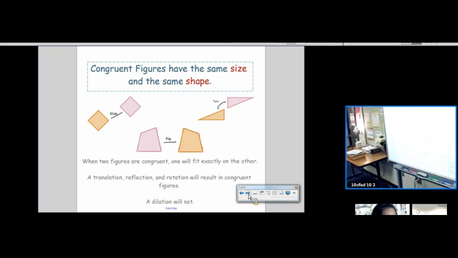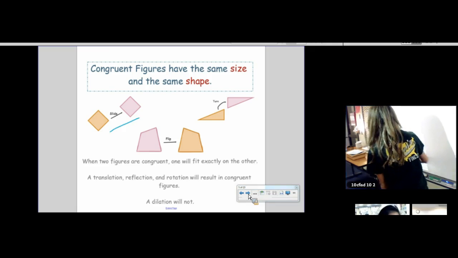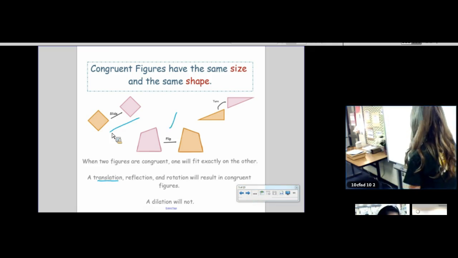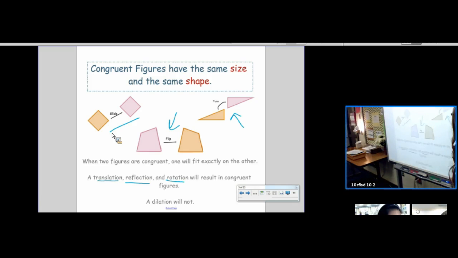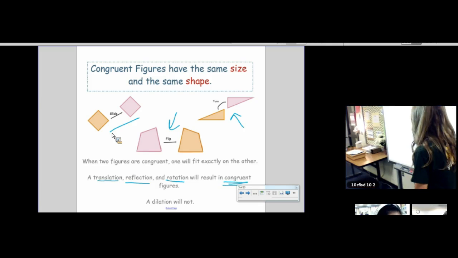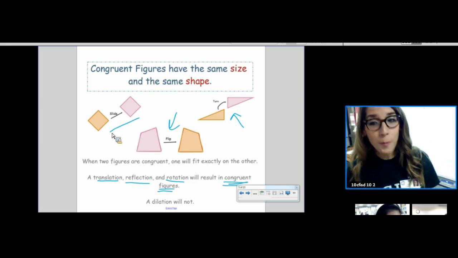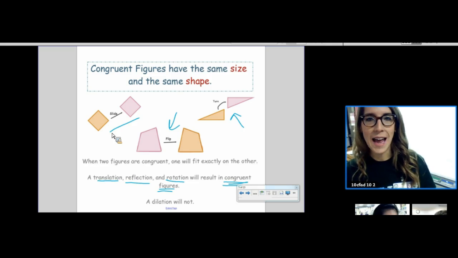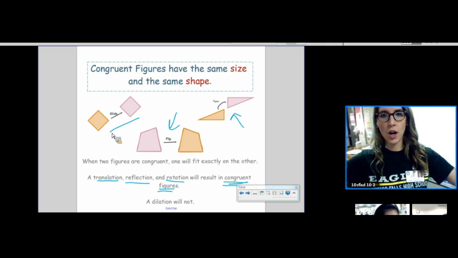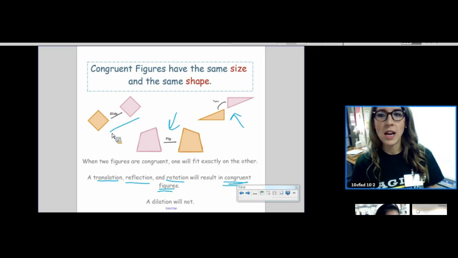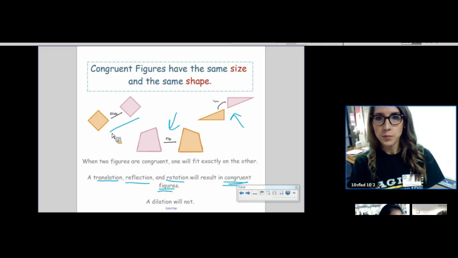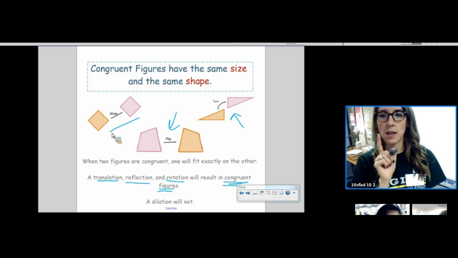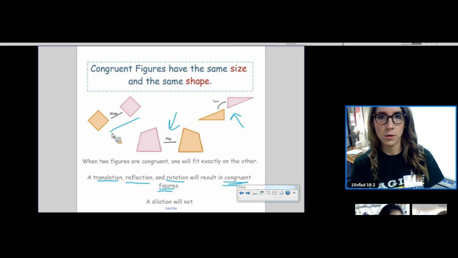So a translation, that's what this is, a translation, a reflection, and a rotation. Those are all transformations that will get you congruent figures. The transformation that would not result in congruent figures would, of course, be a dilation. A dilation is when you enlarge or reduce a figure. So that's going to be changing its size, and so that would not produce a congruent figure. So you can map a figure to a congruent figure using translations, reflections, or rotations.